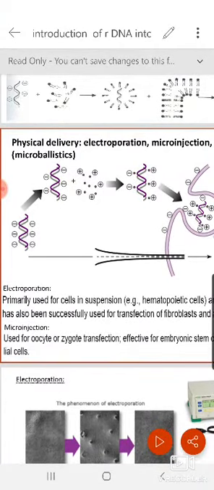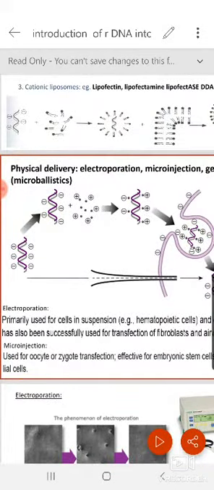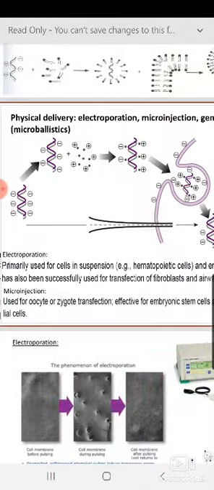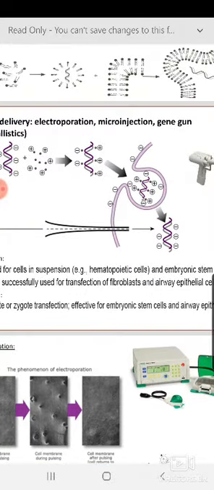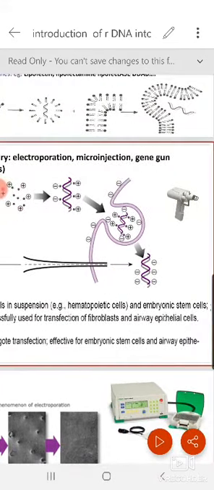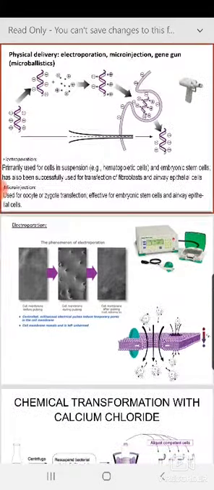So our next topic is physical delivery method. There are many physical delivery methods. One is electroporation, microinjection, gene gun, that is microblastics or biolistics method. How will the efficiency increase by using these physical delivery methods? Earlier, we were incubating the DNA and waiting for the endocytosis to take place. Instead of doing that, we can introduce the DNA directly into the cell with the help of some physical delivery method. This device is used as a gene gun.